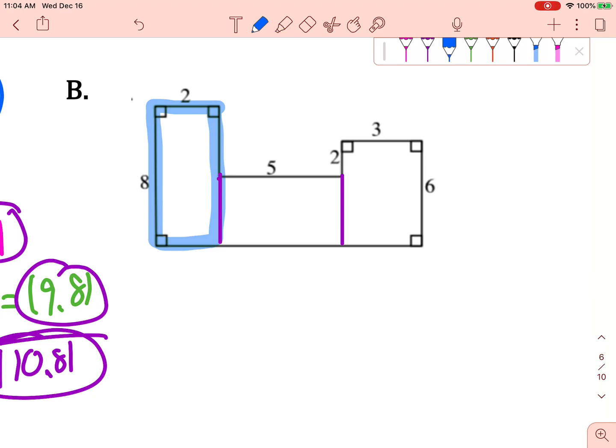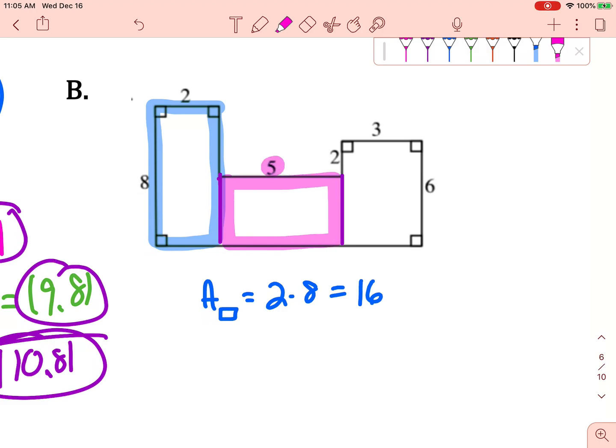So the first one has a base of 2. So the area of the blue rectangle is going to be 2 times 8. Oh my gosh, I wrote the wrong answer. 2 times 8, which is 16. I'm going to find the area of this pink rectangle.